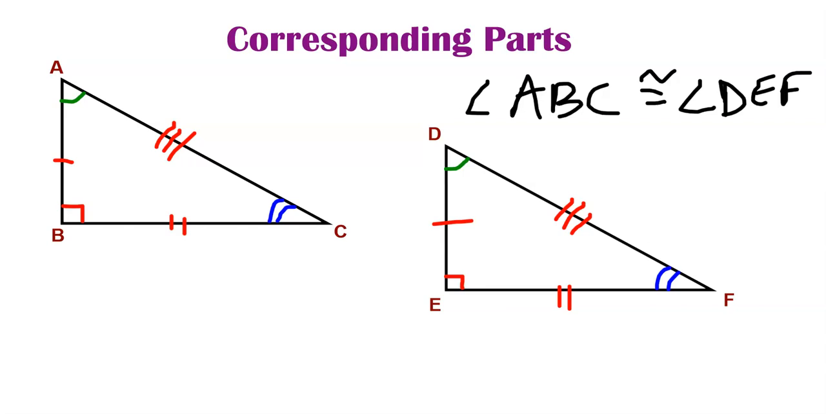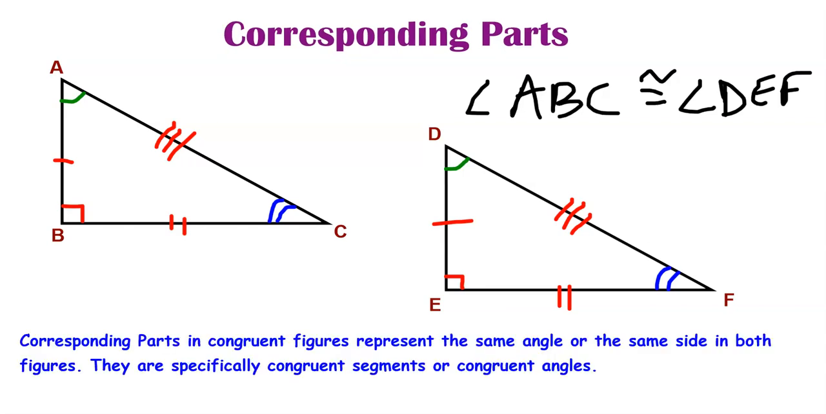Every part of one congruent figure is going to have its corresponding part in another congruent figure. And so corresponding parts in congruent figures represent the same angle or the same side in both figures relative to the construction of the figure. They are specifically congruent segments or congruent angles. So we either have corresponding segments or corresponding angles, and in congruent figures, corresponding pieces are the same size, so they are congruent. So go ahead, pause the video, copy down this definition for corresponding parts, and come back when you're ready to move on.